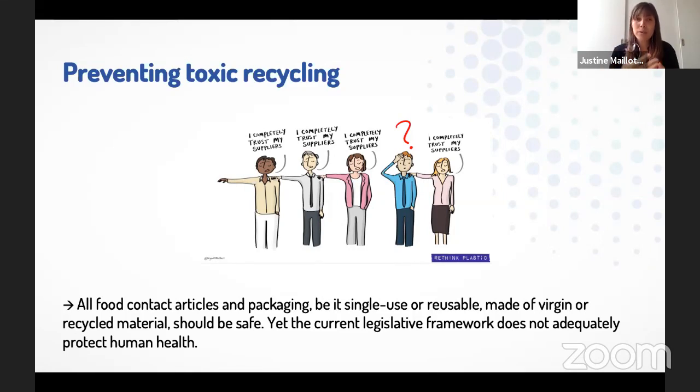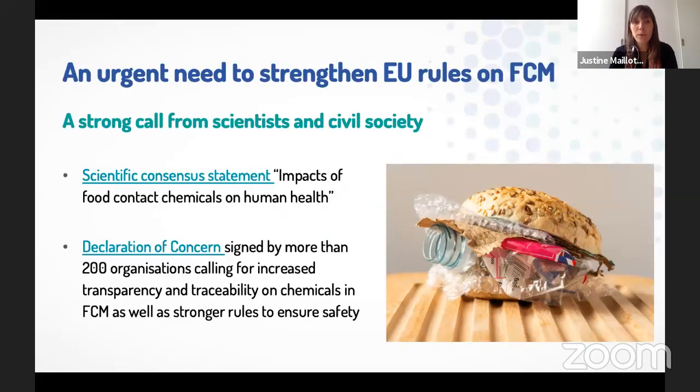So basically what we see is that it's a very complex issue, and the EU legislation should make sure that everything that is put on the market, be it single use, or reusable, or be it from virgin material or from recycled material, should be safe. And it's the objective of the FCM regulation, but at the moment it doesn't ensure that. And so I want to highlight as well the need to really strengthen the EU rules.